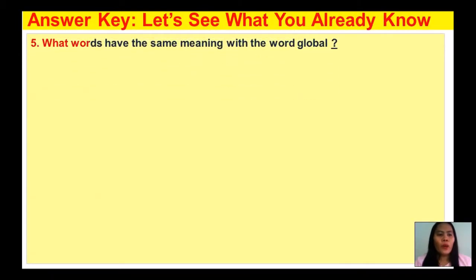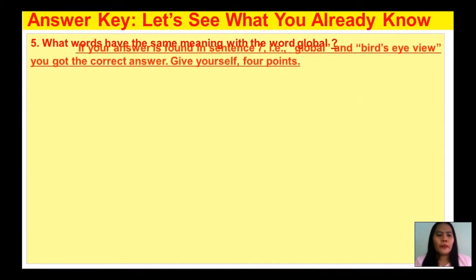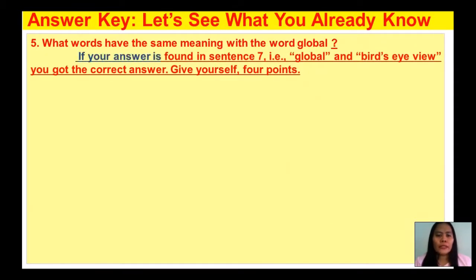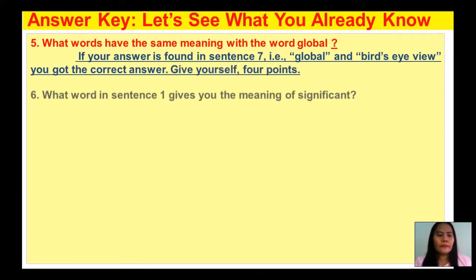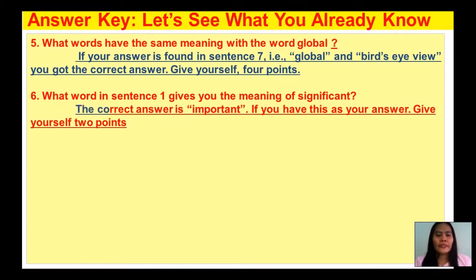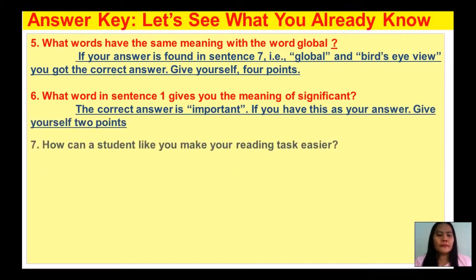Number 5. What words have the same meaning as the word global? If your answer is found in sentence 7, global and bird's eye view, you got the correct answer. Give yourself 4 points. Number 6. What word in sentence 1 gives you the meaning of significant? The correct answer is important. If you have this as your answer, give yourself 2 points.